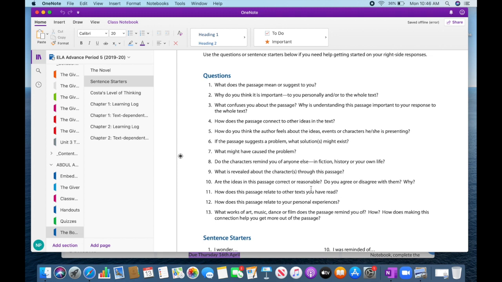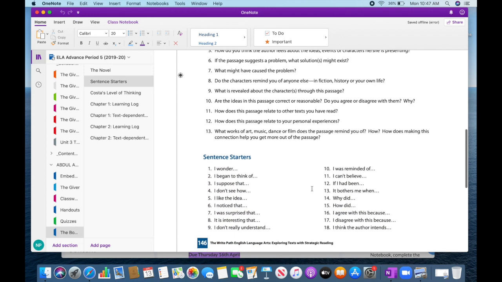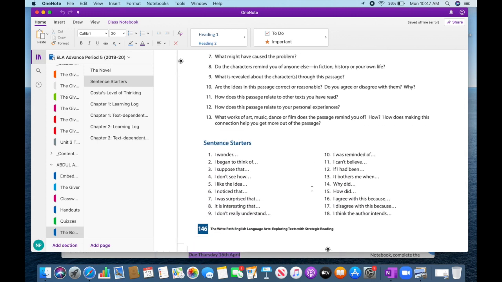What does this passage mean or suggest to you? So what happened in this chapter? What did it mean? What did it suggest to you? Why do you think it's important? Things that occurred in the chapter. Why do you think it's important to you personally? Or why do you think it's important to the whole text? Were you confused about anything in the passage? So here are some guiding questions that you can help with that reaction and opinion. And then there are some sentence starters as well to help you get started off with your sentence.